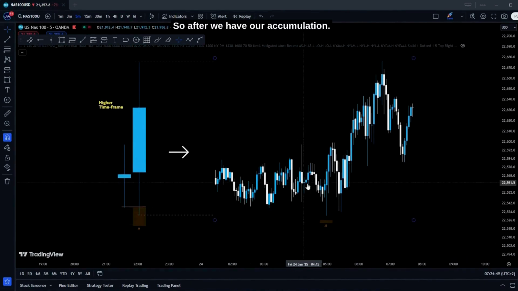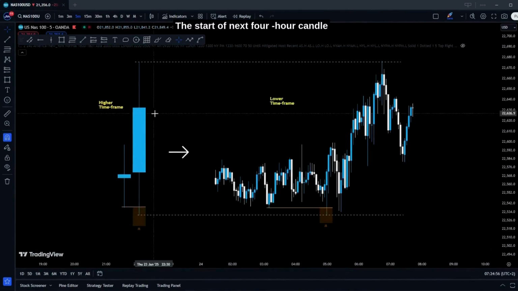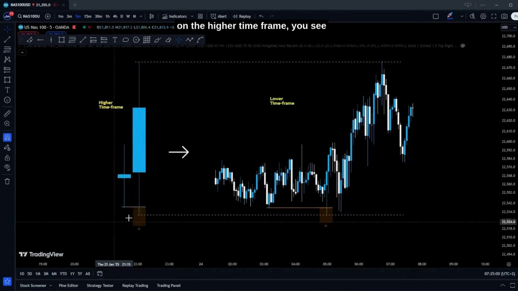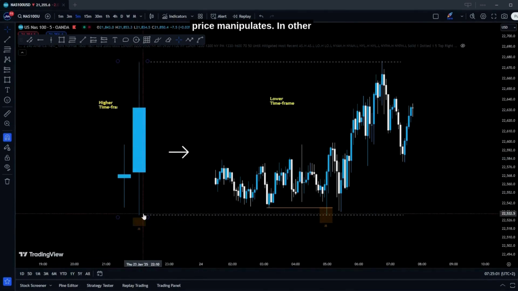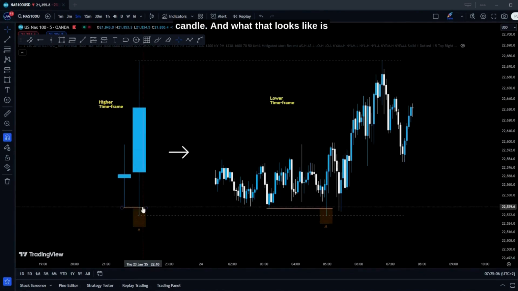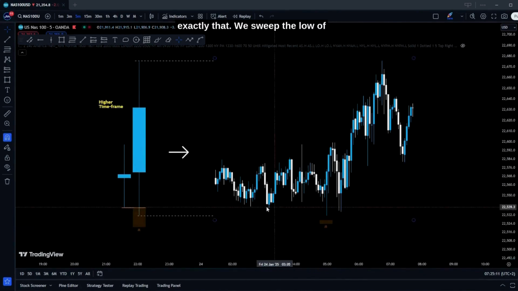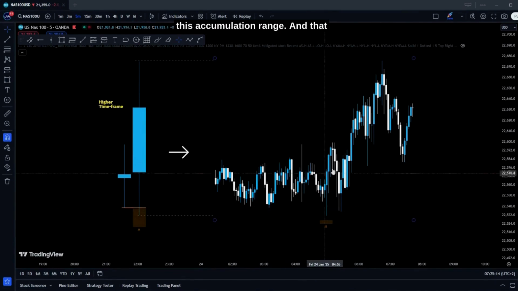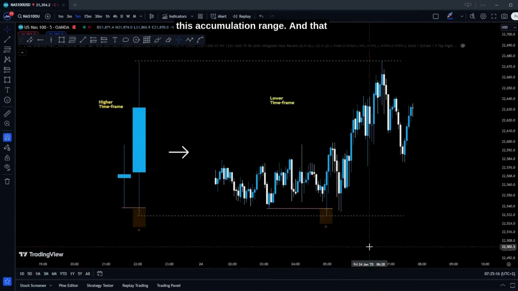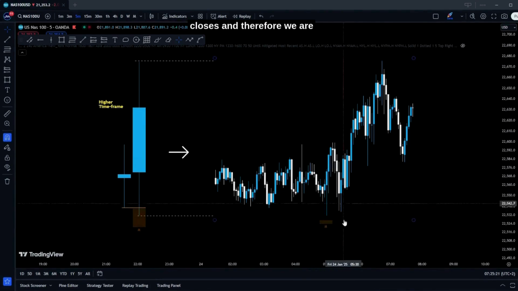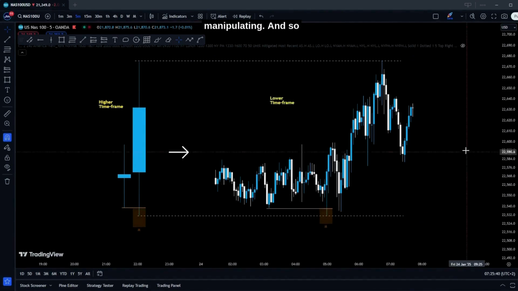So after we have our accumulation, the start of the next 4-hour candle on the higher time frame, you see price manipulates. In other words, sweeps the low of the previous candle. And what that looks like is exactly that. We sweep the low of this accumulation range, and that means we do not displace. We don't see any body closes, and therefore we are manipulating.